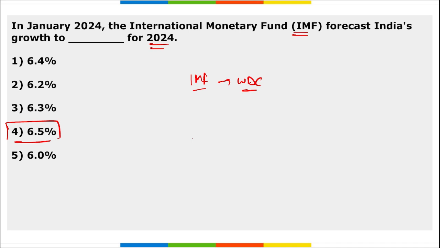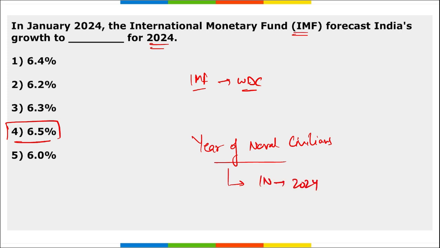Apart from this, tell me the year of naval civilians. Which year was declared as the year of naval civilians by the Indian Navy? It is the year 2024. Correct?